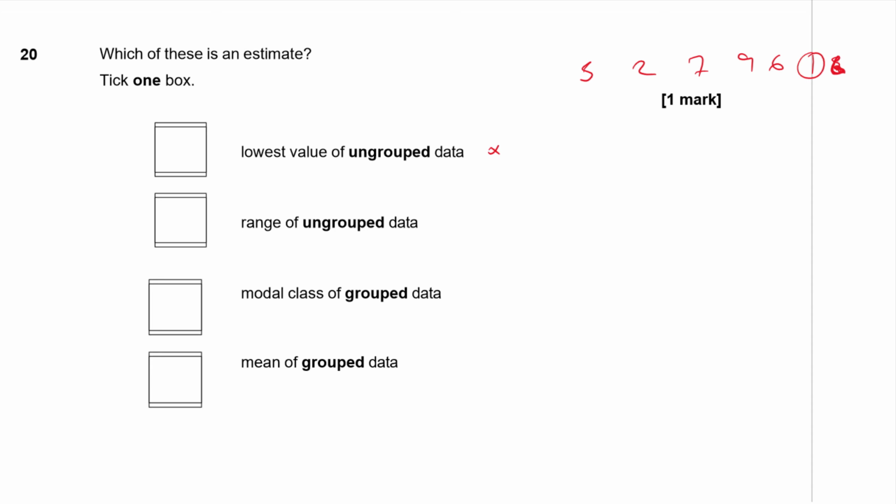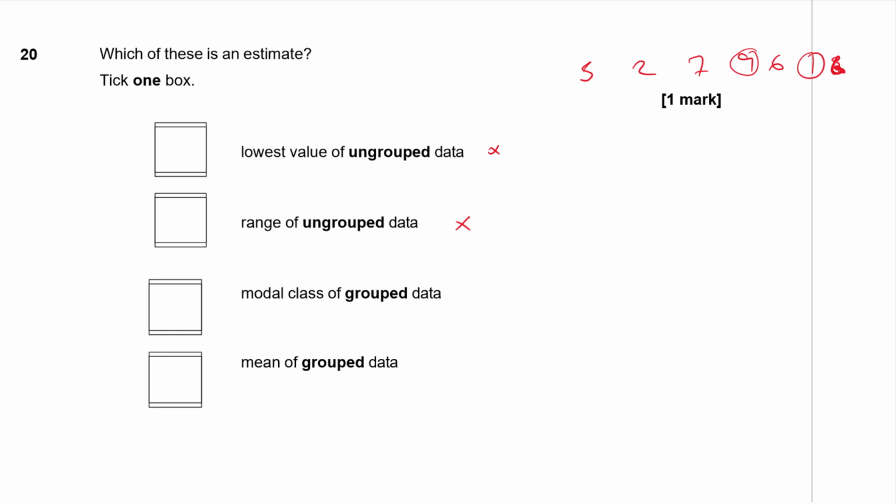Okay. Similarly, with the range of ungrouped data, I would just take the highest value and the lowest value, take them away from each other. There's nothing there to estimate. That is not an estimate. Now, the modal class of grouped data, I don't have to do any estimating there.